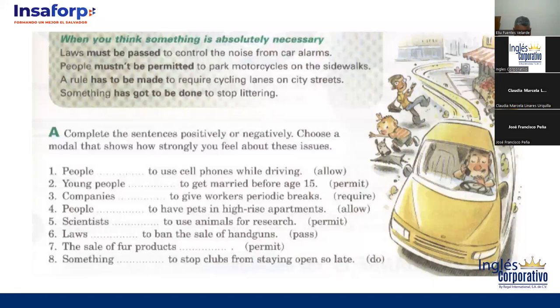What about number three? Number three, volunteer for number three. No, number four, I'm sorry. Oh, Claudia Marcela gave us lots of options, right? I mean, all the sentences and including her opinions. Very good. What do you have in number four? Let's see. People shouldn't be allowed to have pets in high-rise apartments.